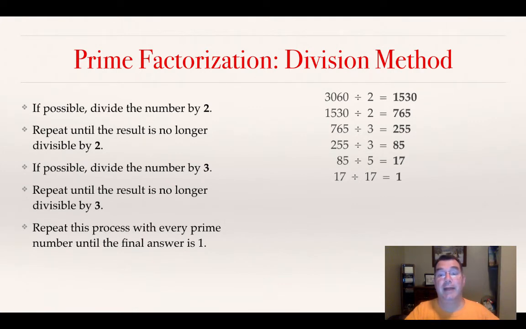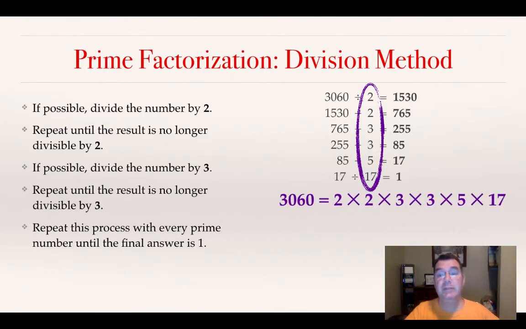The next prime number after that would be 7, but 17 can't be divided by 7. I keep going through the prime numbers until I find one that works. 17 can be divided by 17, and the answer is 1. Now once I get a final answer of 1, that means I've finished dividing. And if I just look down the column of what I was dividing by, that is my prime factorization. So again, 3060 is equal to 2 times 2 times 3 times 3 times 5 times 17. So those are two methods for finding the unique prime factorization of a number.